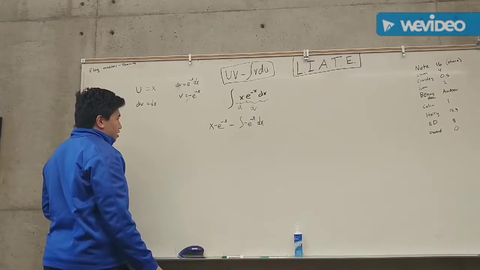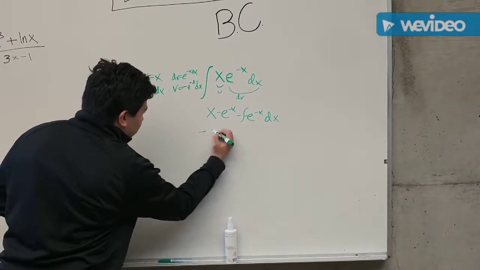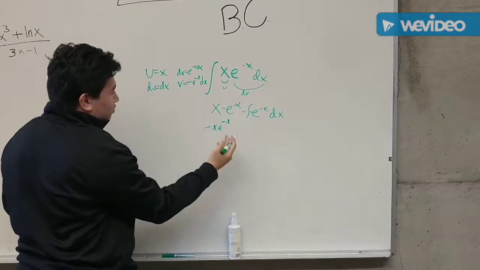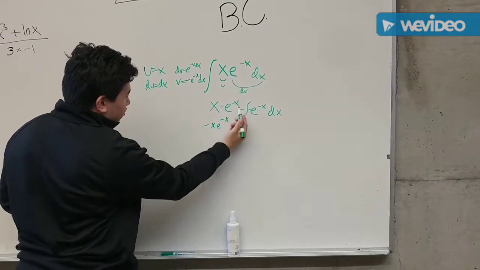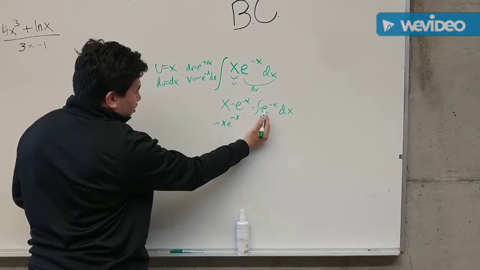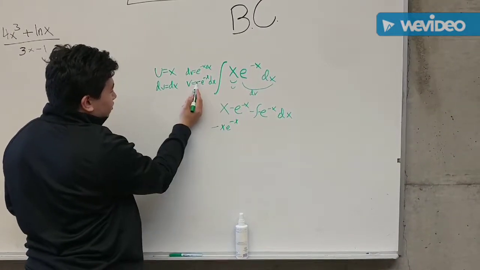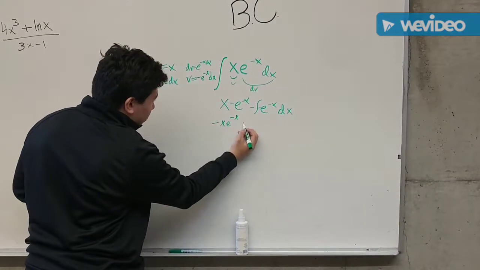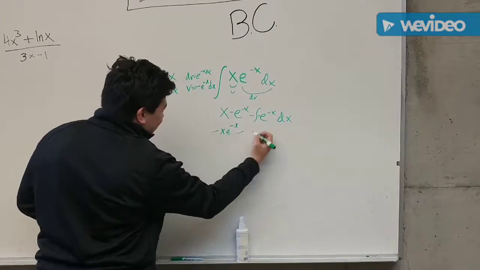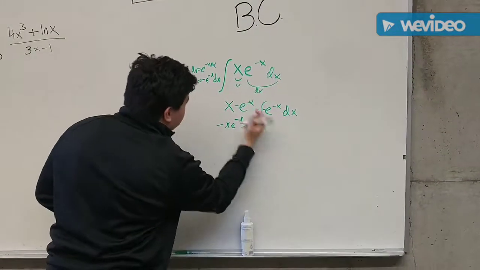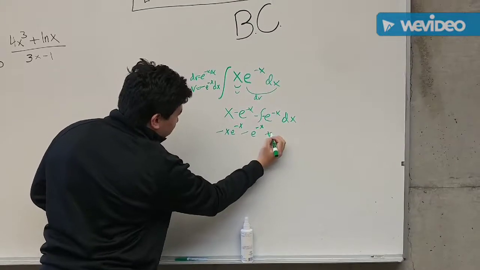And then we bring this negative out, and then solve this integral. But first, we're going to take out the negative 1, so this will become positive. But the integral of e to the negative x is just negative e to the negative x. So you have another negative, and a positive times a negative is a negative. So it stays negative, and the e to the negative x stays the same. And because it's an indefinite integral, you add your plus c.